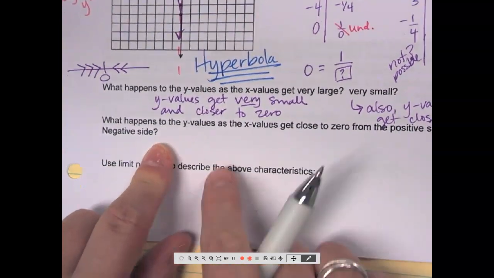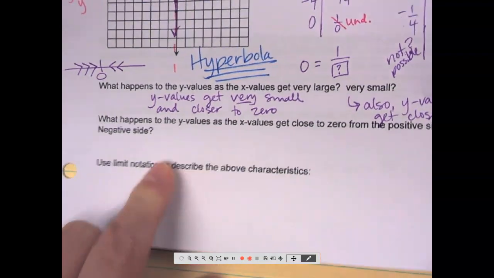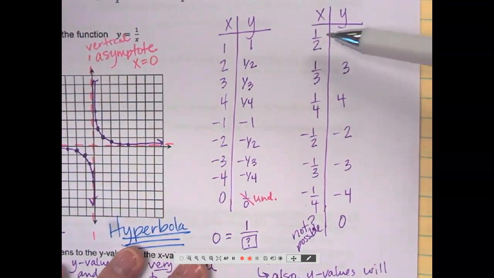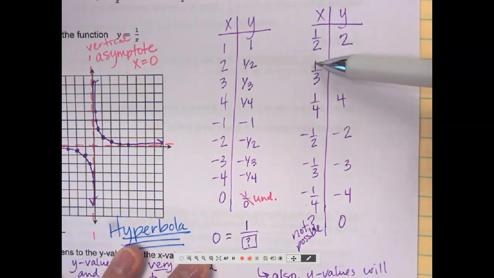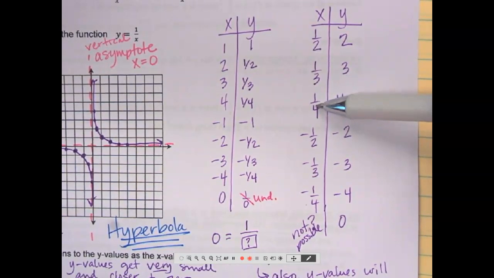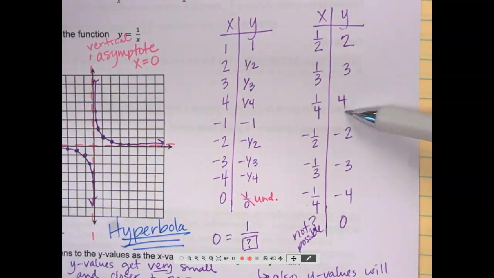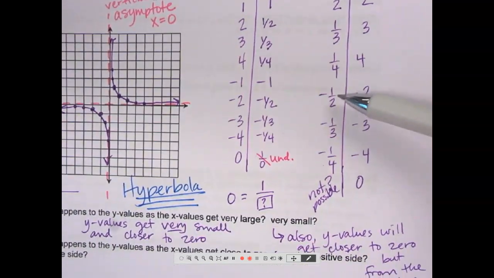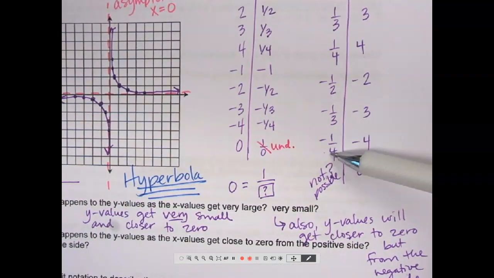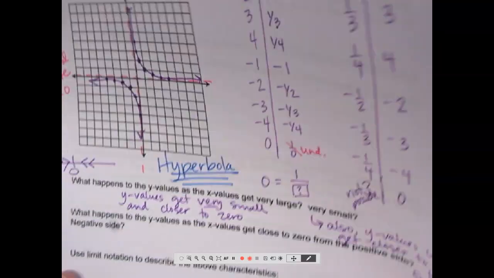Okay, so what happens to the y values as the x values get close to 0 from the positive side? Okay, so what I'm talking about here is, look at these x values. Isn't 1/2, 1/3, 1/4, isn't each one closer to 0 than the previous one? Okay, but what happened to the y's? They got larger. Okay, what happened over here? They got smaller. The opposite effect.